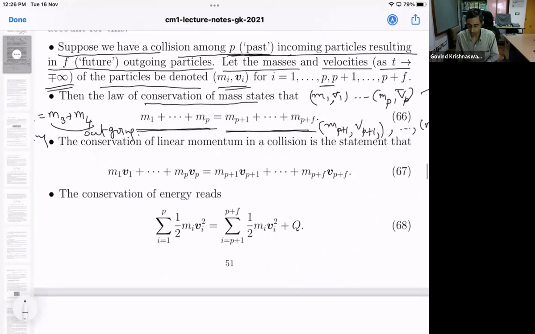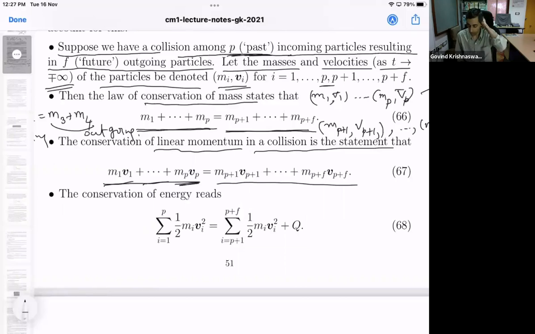Then we go to conservation of linear momentum in a collision. This is the statement that the total initial momentum of the system of particles is equal to the total final momentum. So M1 V1 plus dot dot dot plus MP VP for all the incoming particles must equal M(P+1) V(P+1) plus dot dot dot plus M(P+F) V(P+F). This is the law of conservation of total momentum.